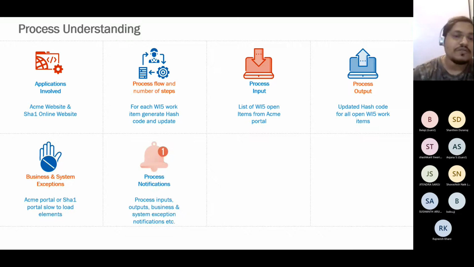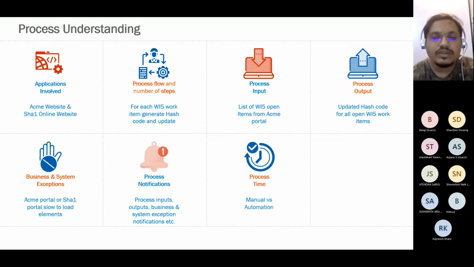After that, we have process notification. If we are receiving input, creating output, or generating exceptions, who should get all these notifications? System exceptions should go to the RPA team, business exceptions should go to the business team. You must know whom to notify if there is any exception, or if input or output is performed.